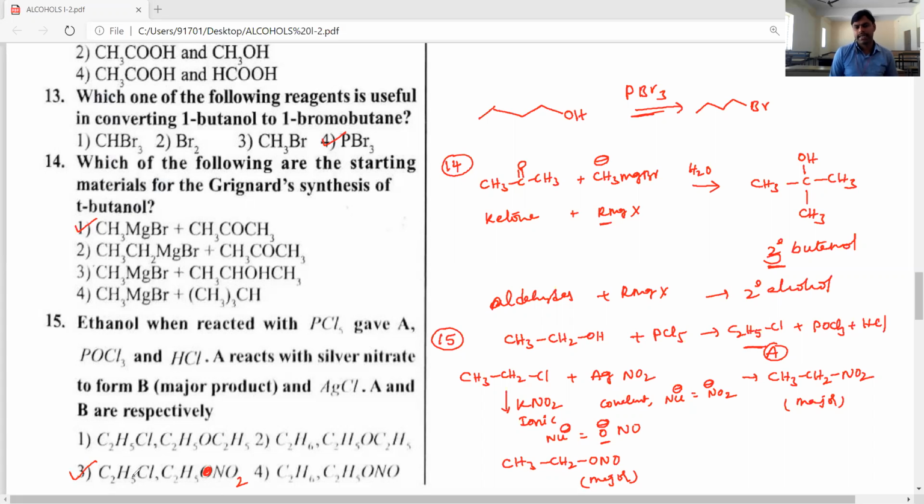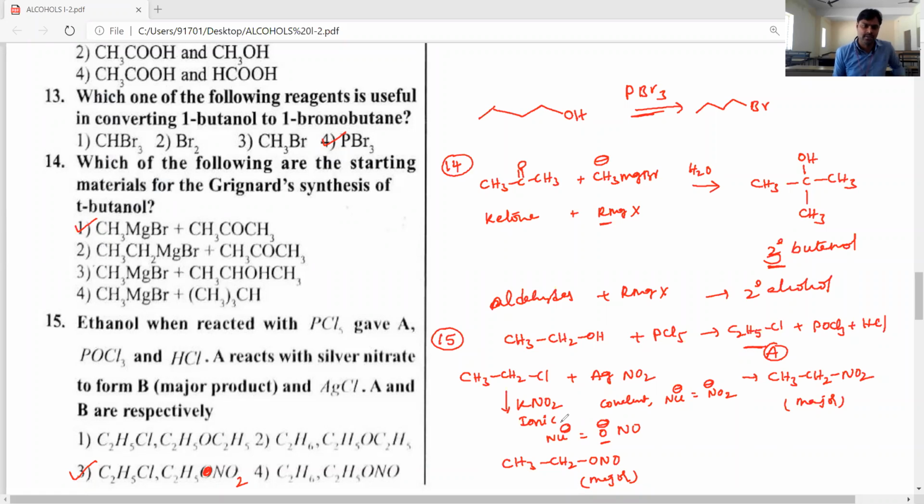Silver nitrite, AgNO2, forms nitroethane, but when it reacts with potassium nitrite it forms ethyl nitrite, C2H5ONO. The same way, KCN forms cyanides, AgCN forms isocyanides. Here AgNO2 forms nitro compounds, KNO2 forms nitrites. So these observations are very important.